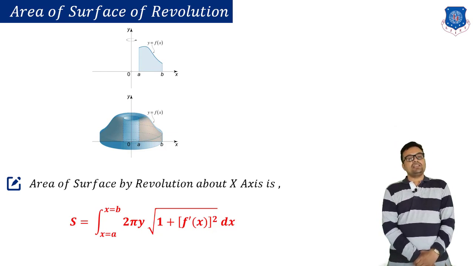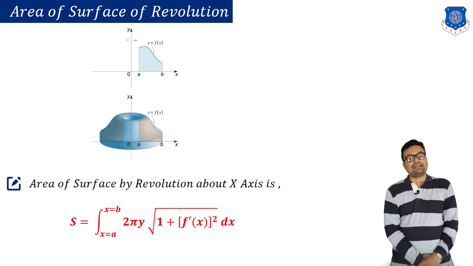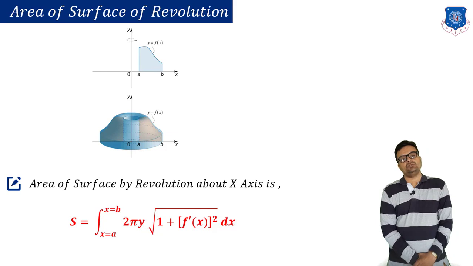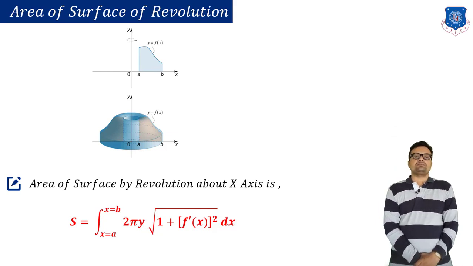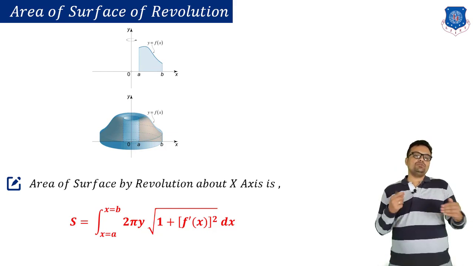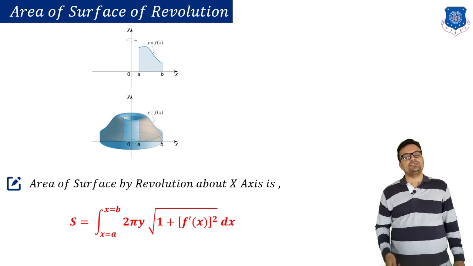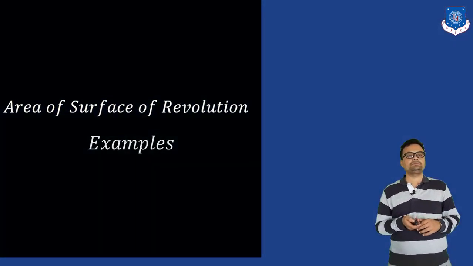Okay, so it will give you 2 pi x root of 1 plus dx by dy whole square dy. Y is from a to b. So you need to take values of y, range of y, and then you can evaluate it in the same manner. Let us consider one example.